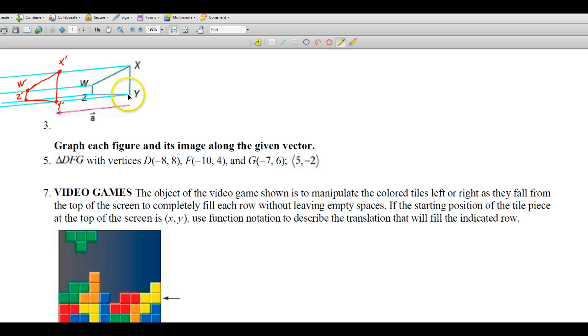The object of the video game shown is to manipulate the colored tiles left or right as they fall from the top of the screen to completely fill each row without leaving empty spaces. If the starting position of the tile piece at the top of the screen is (x, y), use function notation to describe the translation that will fill the indicated row. So we want to move this piece so that it is right here.